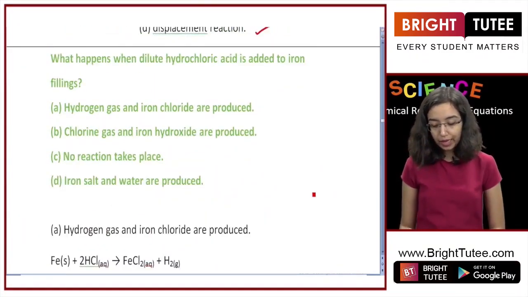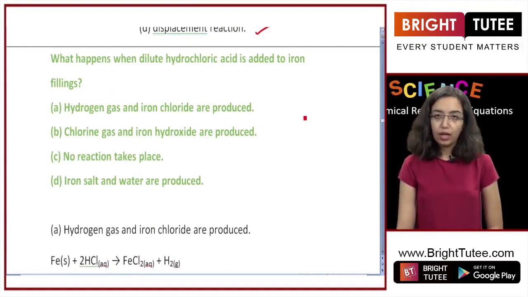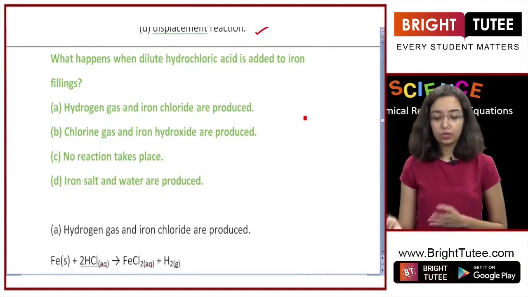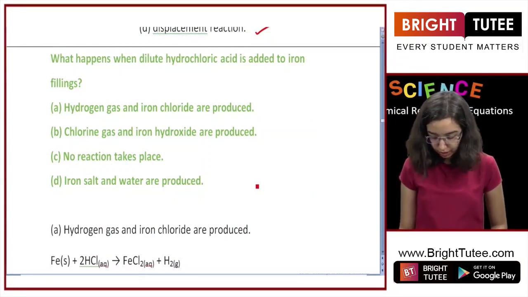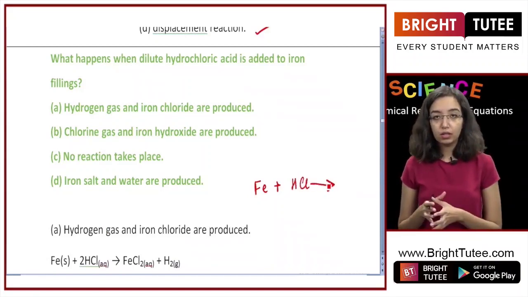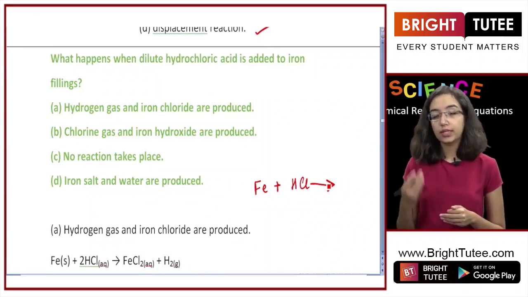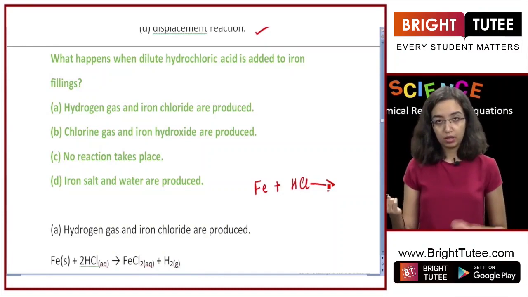What happens when dilute hydrochloric acid is added to iron filings? Simply to address this question, let's try and form an equation. So we have iron filings and we have HCl. What happens when we mix metal with HCl? We will also study the same reaction in the chapters on metals and non-metals.